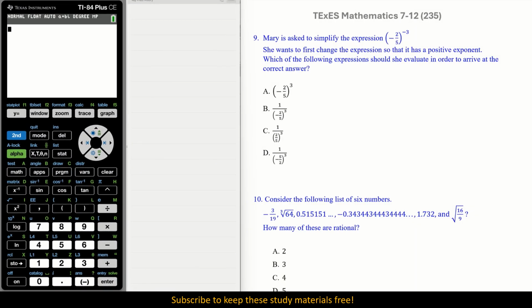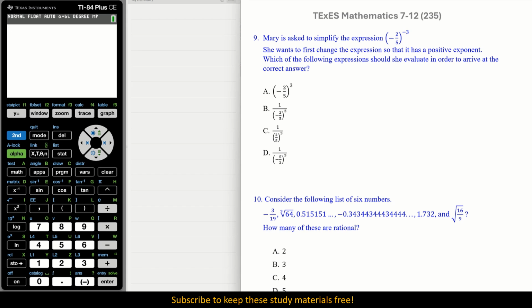Number 9, Mary is asked to simplify the expression negative 2/5 to the negative third power. Okay, then it says she wants to first change the expression so that it has a positive exponent. Which of the following expressions should she evaluate in order to arrive at the correct answer? Okay, what they're talking about is this particular property.